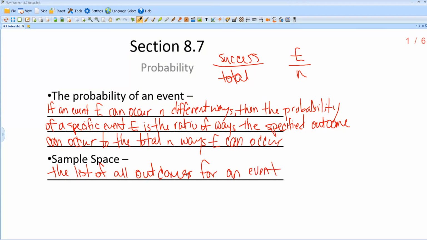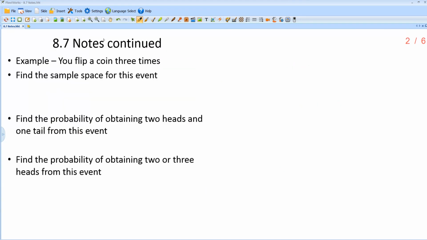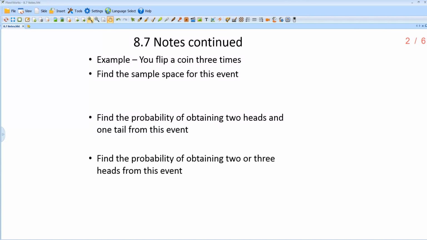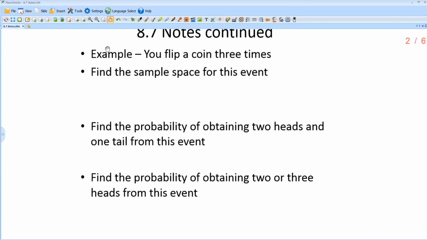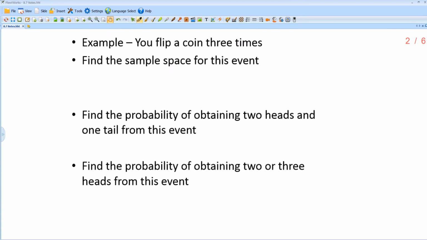All right, so we're going to be doing all 6 slides today, just because it's only 6. We usually do 5. They're short. So an example of sample space: you flip a coin 3 times. Find the sample space for this event.